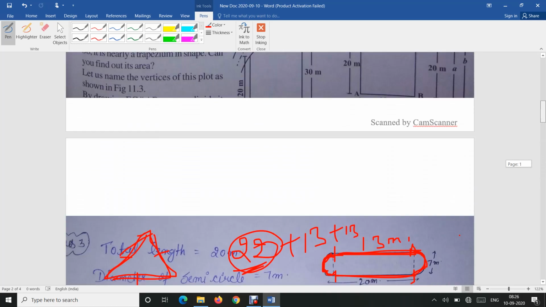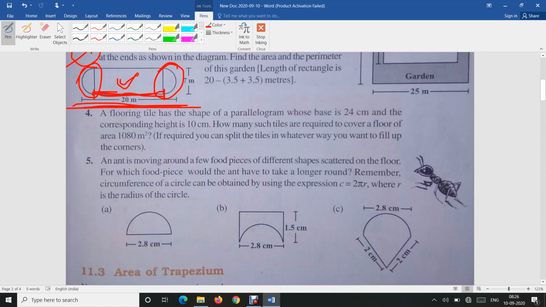Now let us move towards the next question, that is question number 4. Question number 4 is saying that a flooring tile has the shape of a parallelogram whose base is 24 centimeter. There is one thing, that the flooring tile has the shape of a parallelogram. So this is the parallelogram.